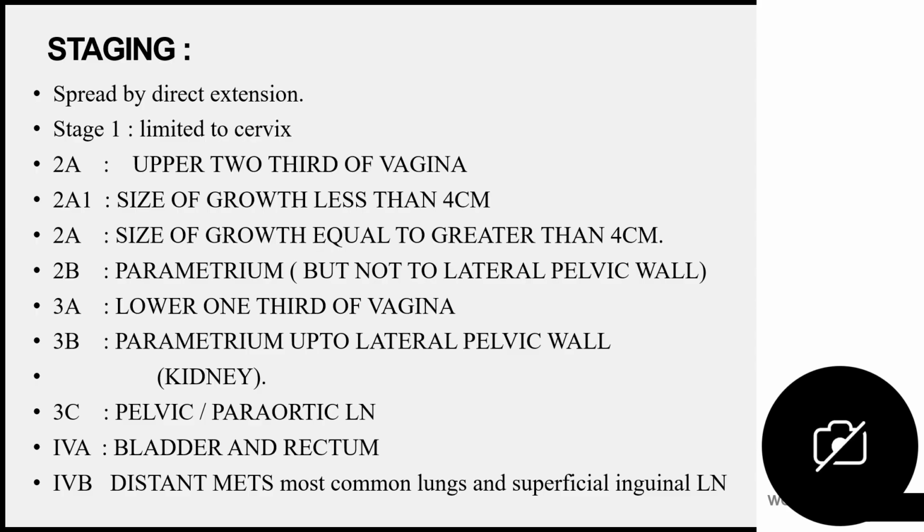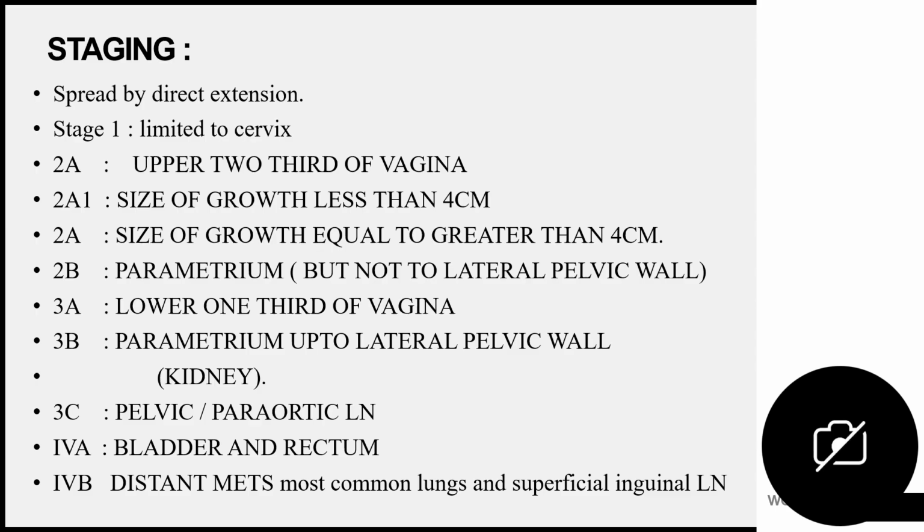3A is the lower one-third of the vagina, and 3B is the parametrium up to the lateral pelvic wall. When the extension occurs up to the lateral pelvic wall, it involves the ureters or the kidneys. So when you see in the MRI or CT scan report that the kidneys or the ureters are involved, then this is stage 3B.